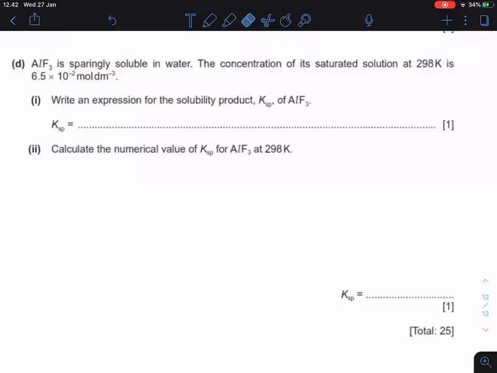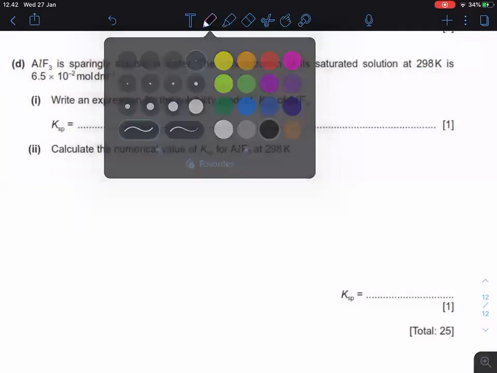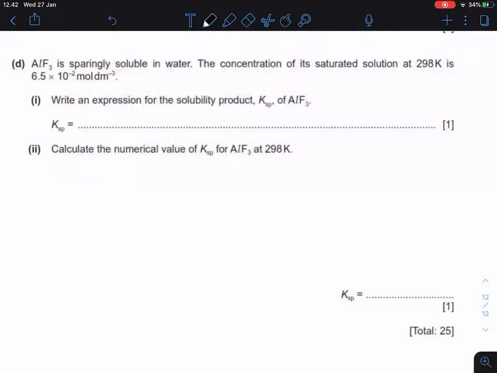In this question, we have AlF3, which is sparingly soluble in water. The concentration of its saturated solution is given as 6.5 times 10 to the power negative 2. So let's actually look at what we are dealing with first. We have a sparingly soluble salt, which is AlF3.